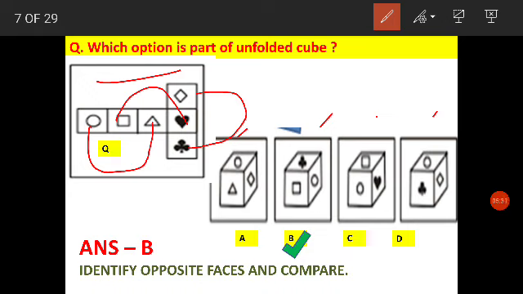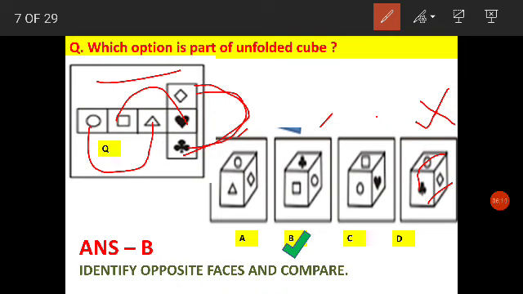Let's take the example of figure D. In figure D, you find round and club are adjacent to each other. So let's imagine this cube, you unfold this, that is possible. These two faces, this is possible. But then there's a diamond given next to club here. But as per our theory, diamond and club are opposite. So this answer is not possible.